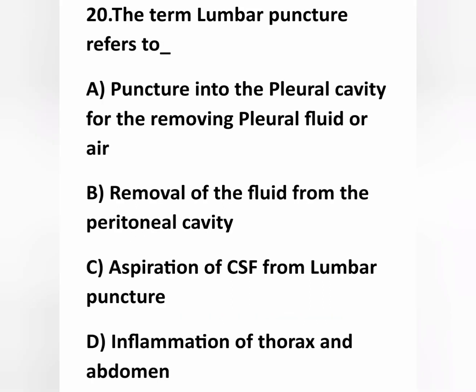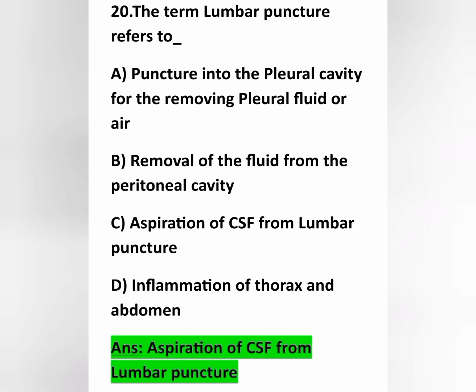Question number 20. The term lumbar puncture refers to. Options are: A, puncture into the pleural cavity for removing pleural fluid or air. Option B, removal of the fluid from the peritoneal cavity. Option C, aspiration of CSF from lumbar puncture. And option D, inflammation of thorax and abdomen. Here the correct answer is option C: lumbar puncture means the aspiration of CSF.